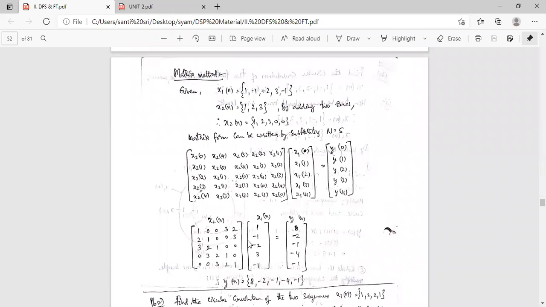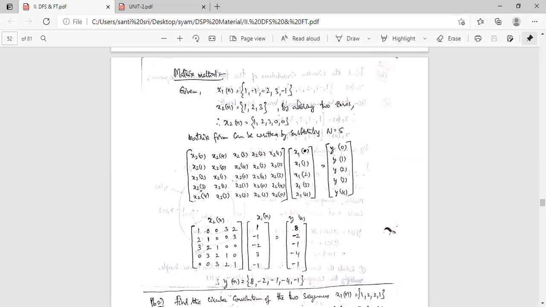Okay, so given x1 of n is 1, minus 1, minus 2, 3, minus 1, and x2 of n is 1, 2, 3, we will add 2 zeros so that the length of the two sequences will be equal. Okay, now the matrix form can be written as x2 of n into x1 of n is equal to y of n.